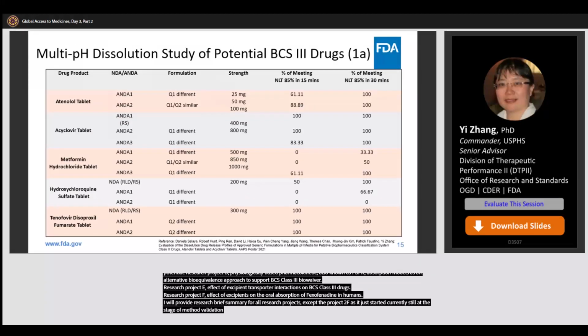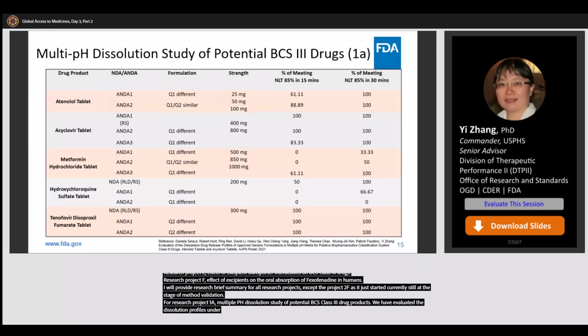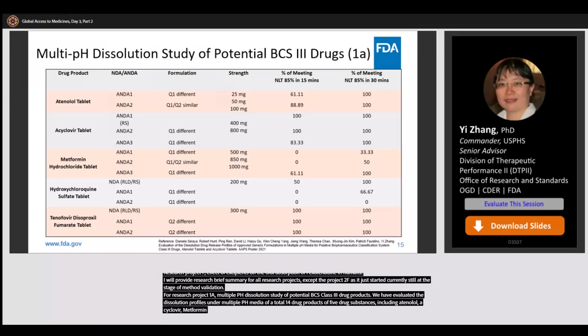For research project 1A on the multiple pH dissolution study of potential BCS Class 3 drug products, we have evaluated the dissolution profiles under multiple pH media of a total of 14 drug products of 5 drug substances, including atenolol, acyclovir, metformin, hydroxychloroquine, and tenofovir. Among each drug product, at least 2 or more approved generic drug products were studied.